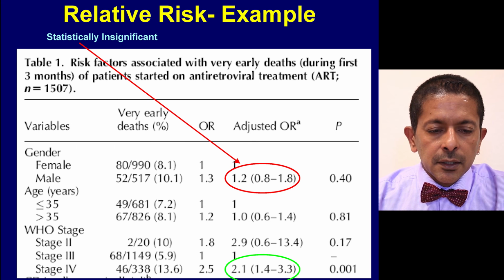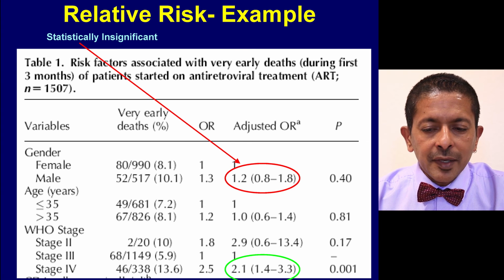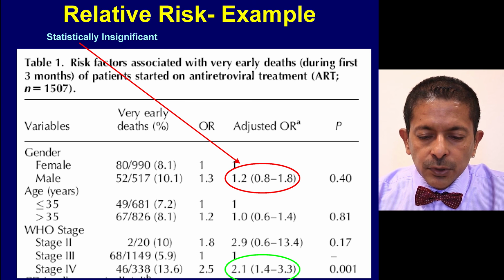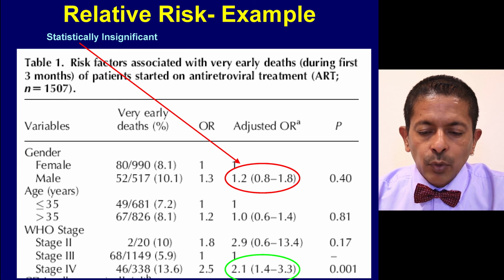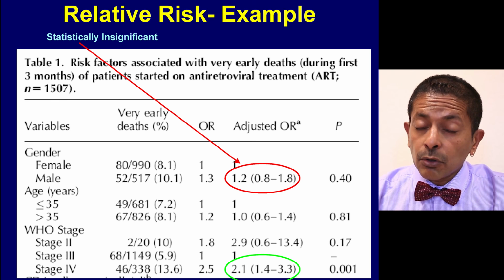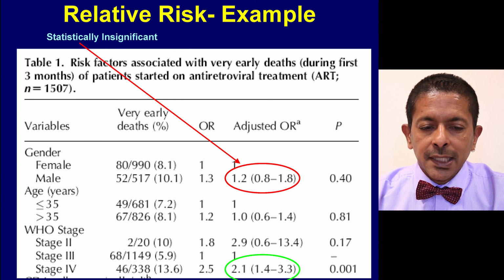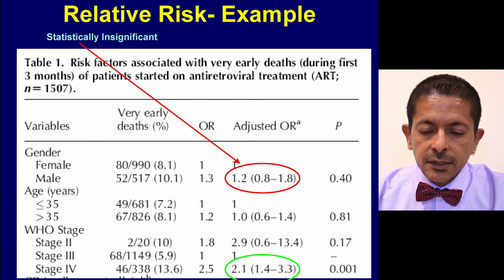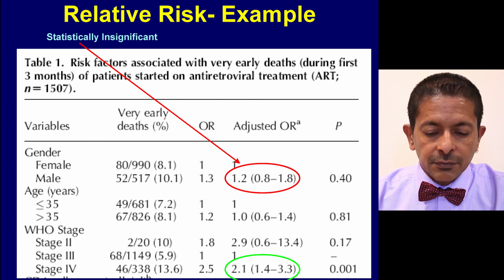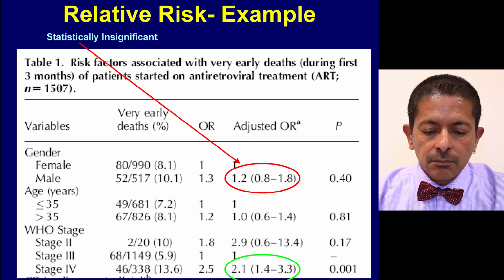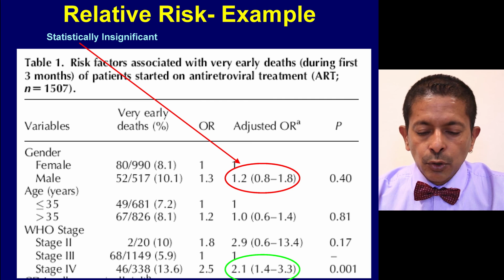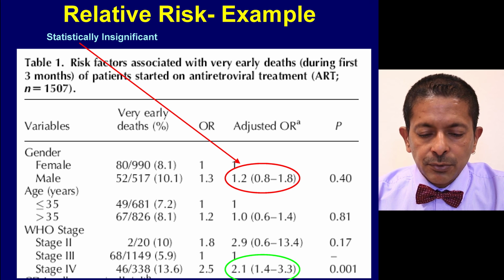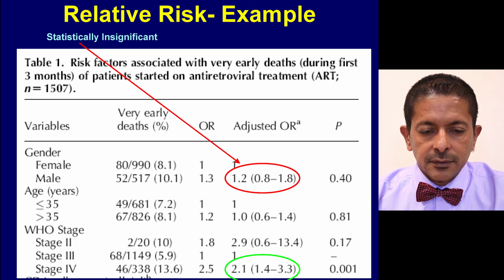Now here's a table looking at risk factors associated with very early deaths among patients started on antiretroviral treatment, and you would see here a relative risk of 1.2, but the confidence interval crosses 1. It is 0.8 to 1.8, and we say that is not statistically significant. So any relative risk that crosses 1 is insignificant. In the second example further down, you notice in green a relative risk that is over 1, 1.4 to 3.3, and that is statistically significant.